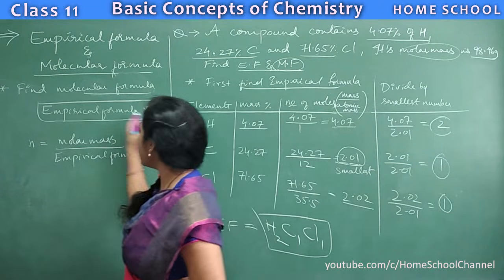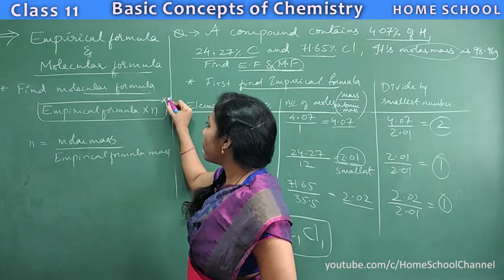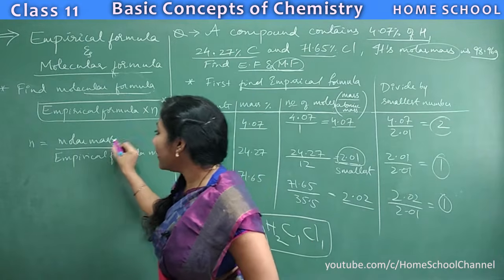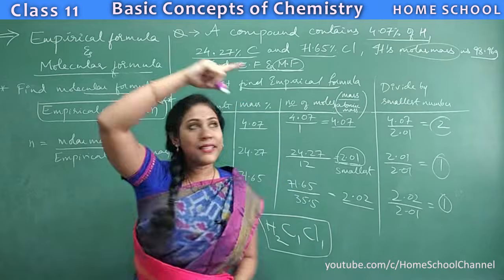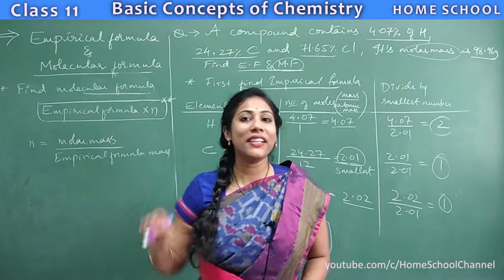Okay, so first let us find out n now. To find the molecular formula, we need to apply this small formula. For that we want n. So what is this n? n is nothing but molar mass divided by empirical formula mass. Molar mass, you see, they have given in the question. So molar mass will be given in a question.